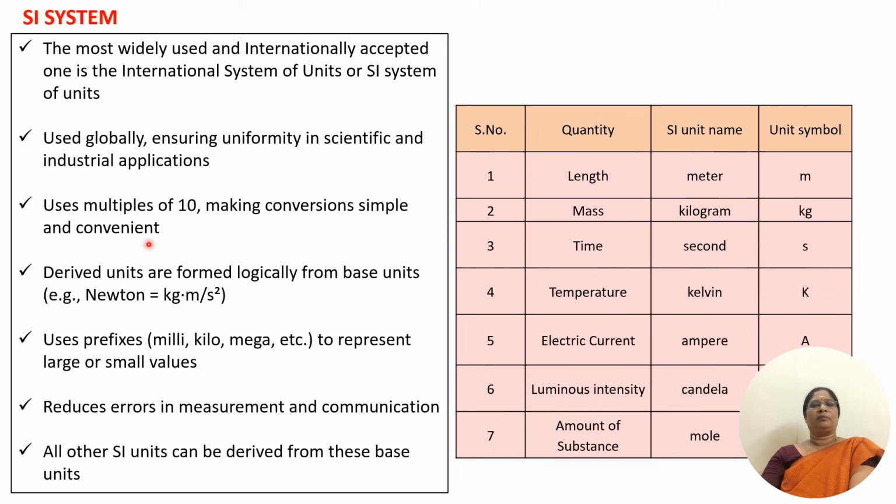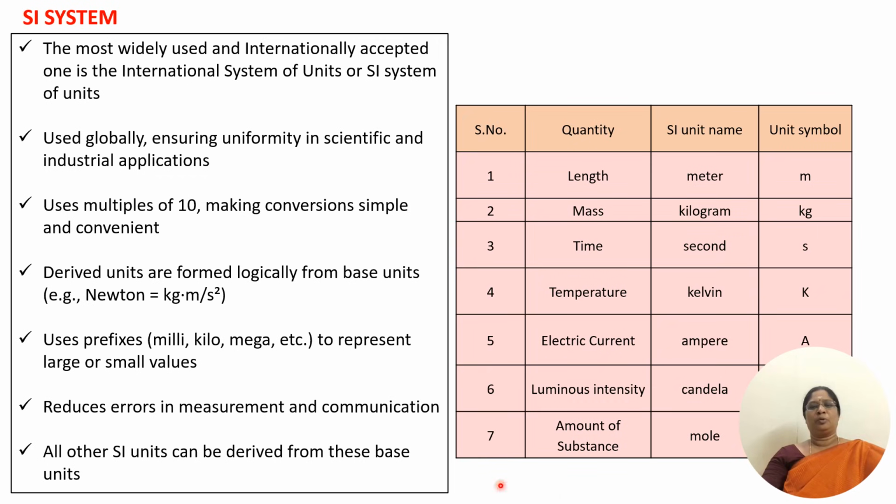The SI system usually uses multiples of 10, making conversion simple and convenient. And derived units are usually formed logically from base units. For example, Newton can be expressed as kg meter per second square. Prefixes like milli, kilo, mega, deca are used to represent large or small values. So SI units reduce errors in measurements and communication. All other SI units can be derived from base units.